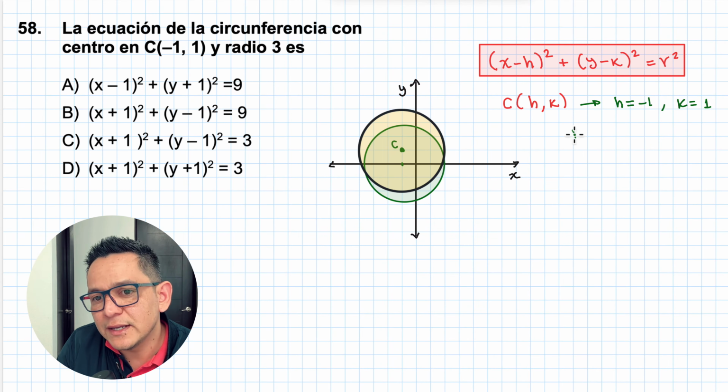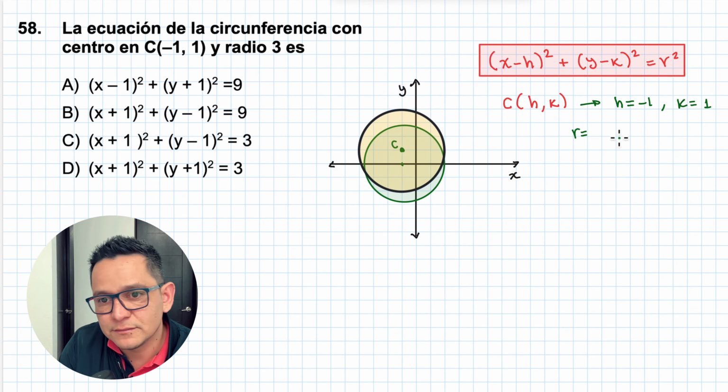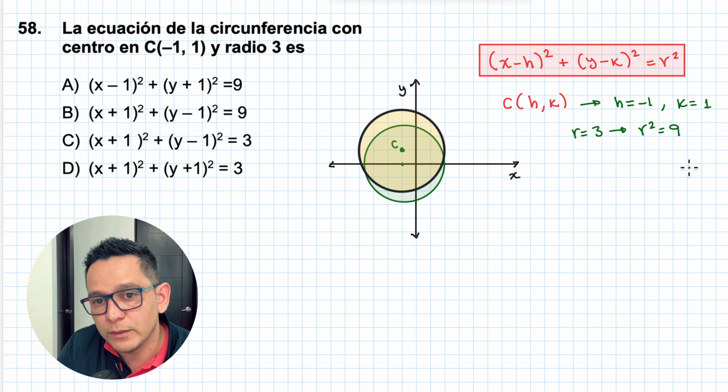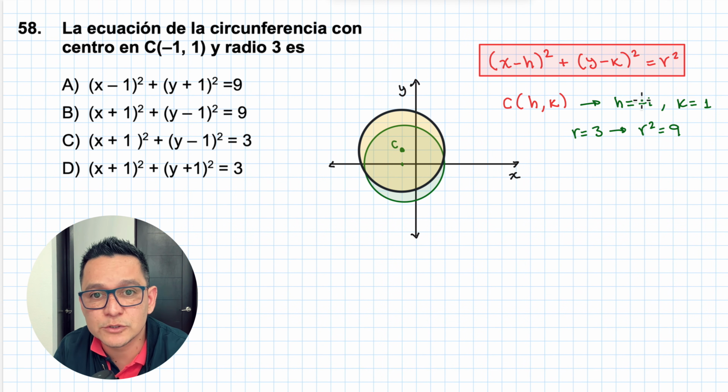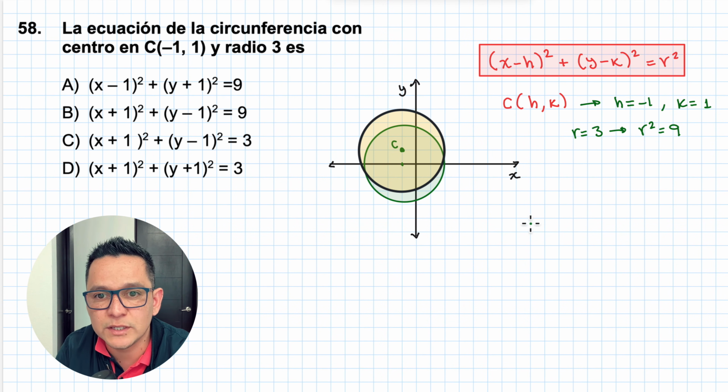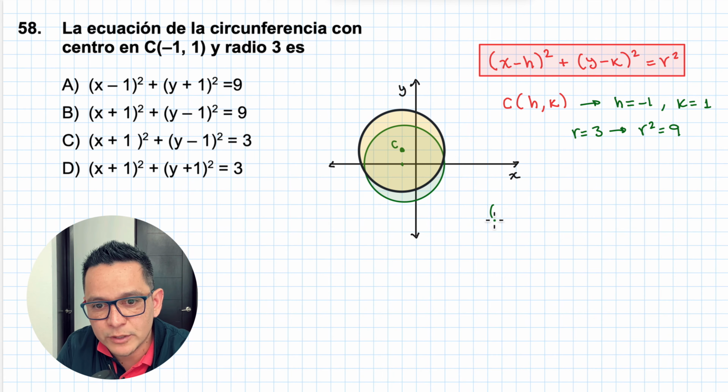Now, how much is r worth? We had agreed that it's 3, all right. And from here, we get that the radius squared is equal to 3 squared, which is 9. Therefore, we already have everything. We just need to substitute here. How does it look? I'll write it down here below.